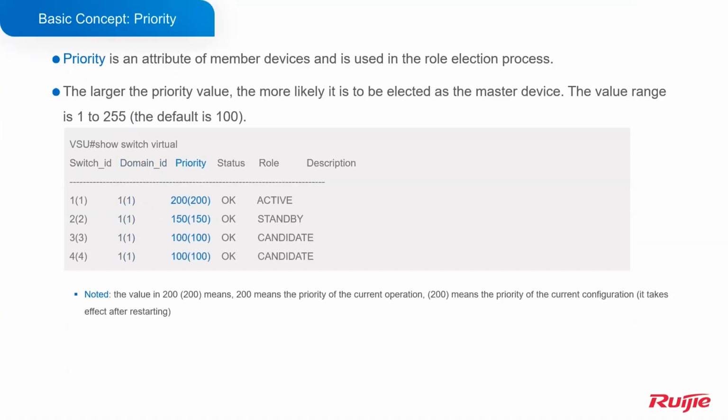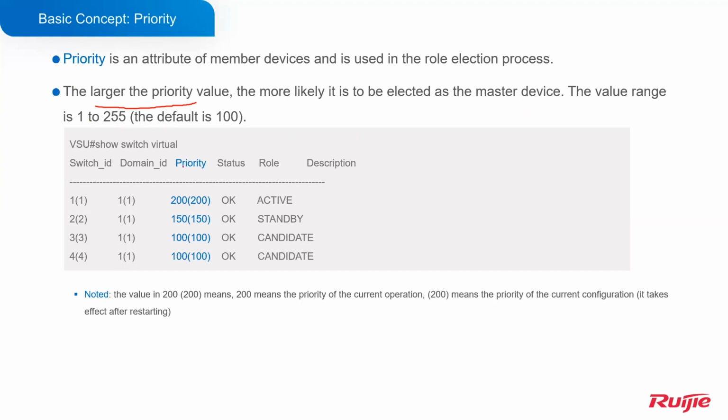And the next one is the priority. We see that in the VSU we have different roles: master, slave, and candidate. How do we select? One key parameter is priority. We can use the priority to select who will be master. The larger the priority value, the more likely the device will be selected as master. The value range is from 1 to 255, and the default value is 100. You can use a command to change the priority.